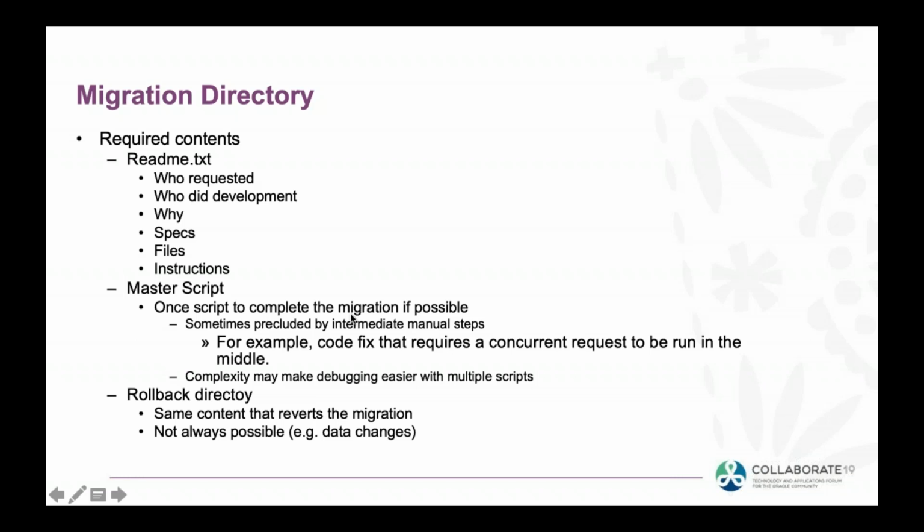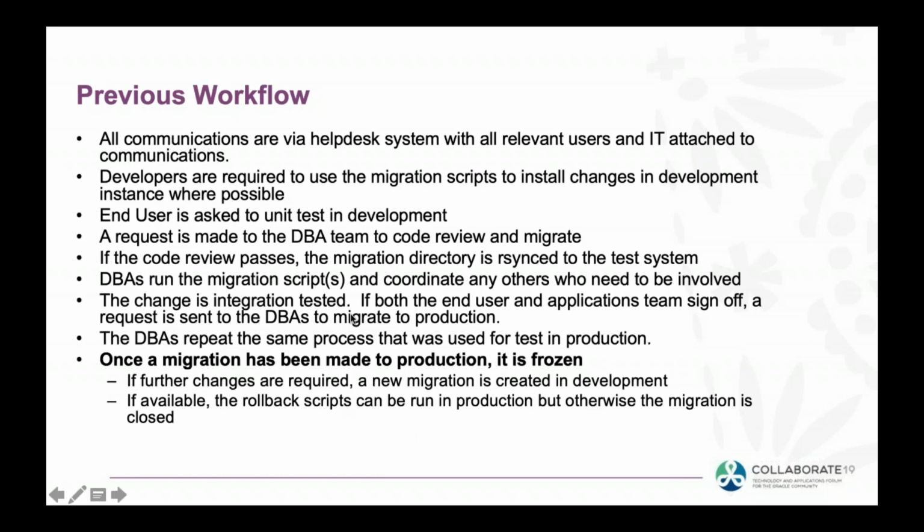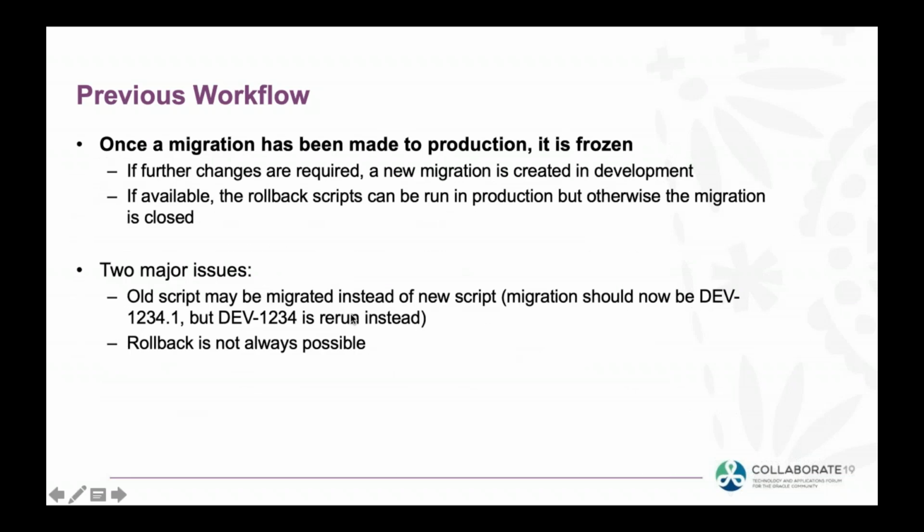I didn't want to try and capture a status and have my master script decide whether to exit or go on. Previously, this was completely done with outside communication. So email, a help desk system. After the code review process, the DBA would move the stuff. Once things moved to production, we froze it, and the new migrations required a new migration directory.